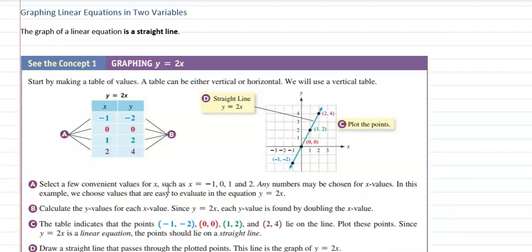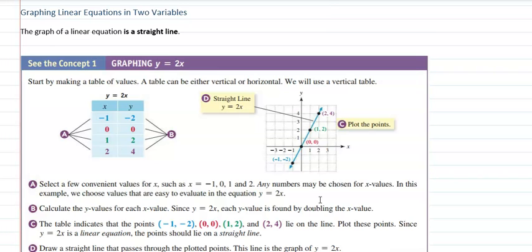We're going to start by making a table of values. It can be horizontal or vertical. I like using the vertical ones, but you can use whatever you want. Pick your x's, so this is step A, to be things that are easy. So zeros are usually easy, ones are easy, negative ones are easy. Any numbers can be chosen, anything you want at all.